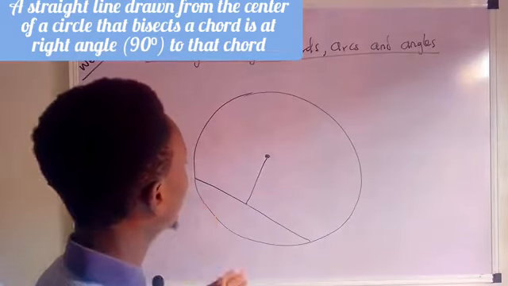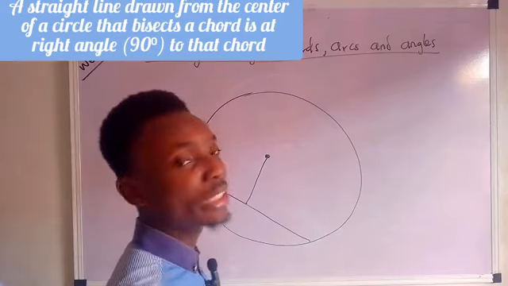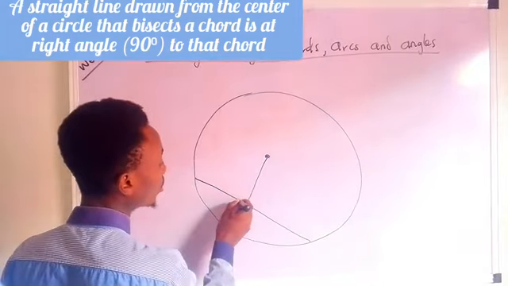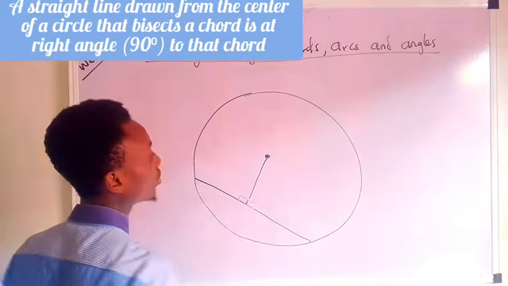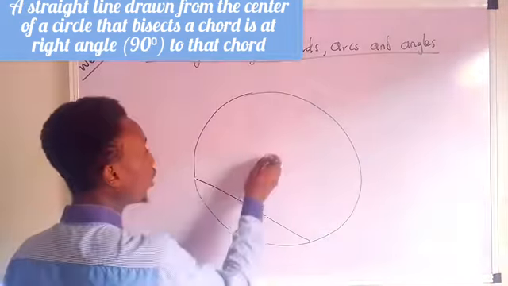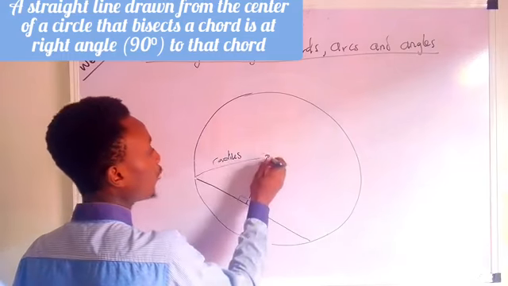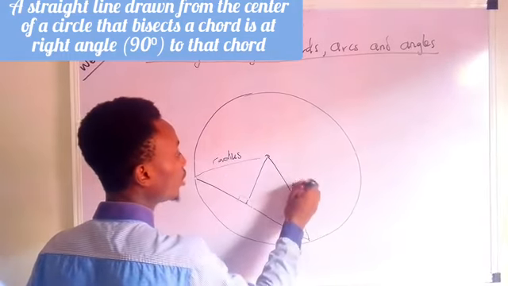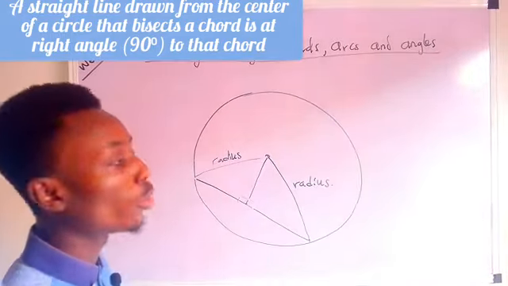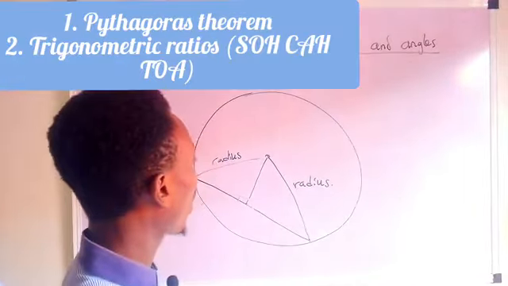Okay, so a straight line drawn from the center of the circle that bisects a chord actually forms right angles with that chord. And so from here to here, now this is the point on the circumference. So from here to this point is actually your radius. And from here to here is also your what? Radius also. Now questions like this usually lead us to using your Pythagoras theorem and your SOHCAHTOA.